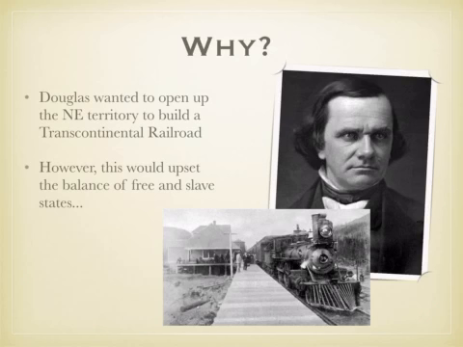However, like stated in the Missouri Compromise, the Nebraska Territory was above the 36th parallel line, which meant the Nebraska Territory would enter the Union as a free state, and that would upset the balance between free and slave states, because at this time, the amount of free and slave states was perfectly equal.